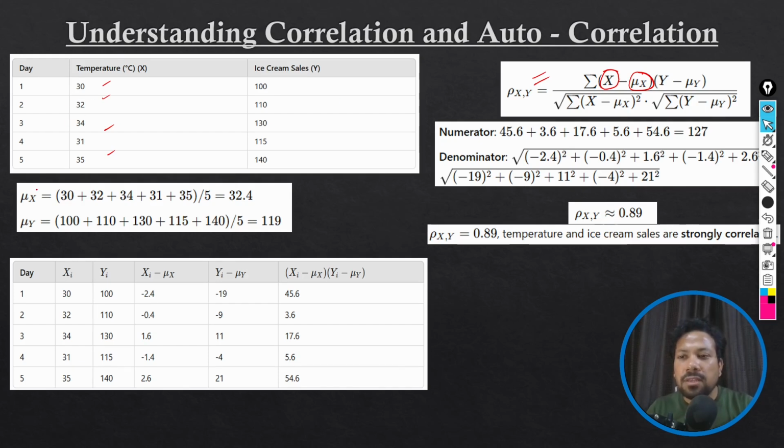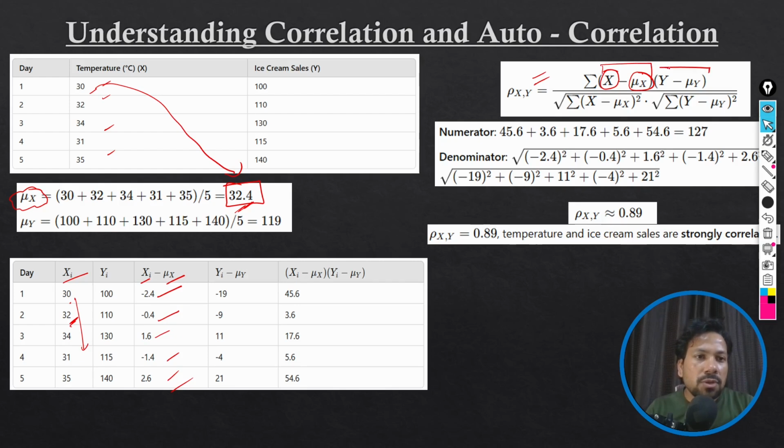So I first find the mean of x. Here the mean comes out to be 32.4. And now I have to subtract this mean from each observation. Here you can see that I have subtracted the mean from each observation: 30 minus 32.4 is -2.4, 32 minus 32.4 is -0.4, and then again. Now I have solved this part.